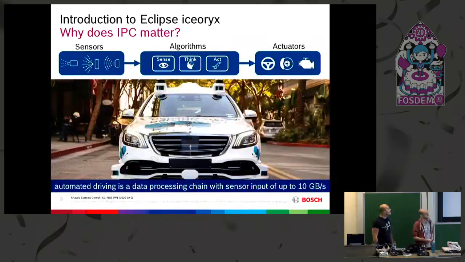So first off, why does IPC matter? Well, this is why. Autonomous driving is very complex. And with autonomous driving, you're dealing with a data-driven system. So different sensors, like a LiDAR and a video camera, are producing data and sending this data to algorithms, and then further to the actuators, for example, a steering wheel.